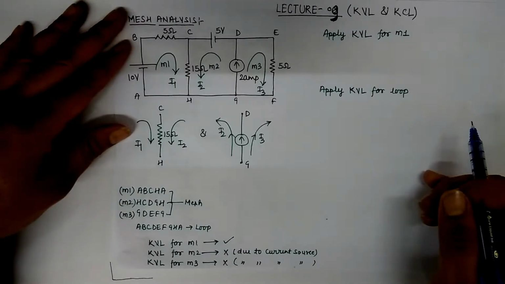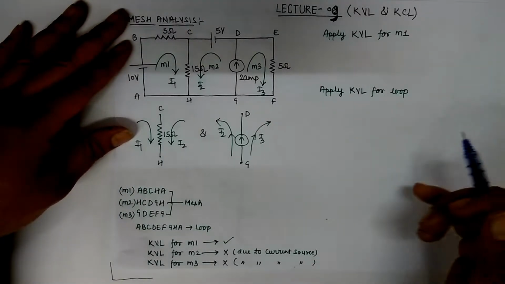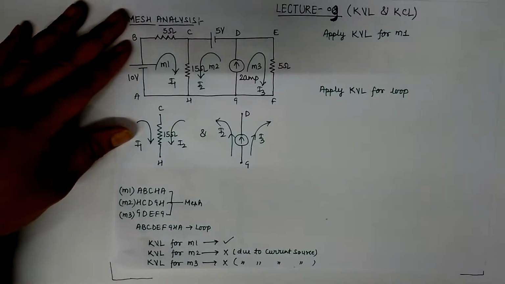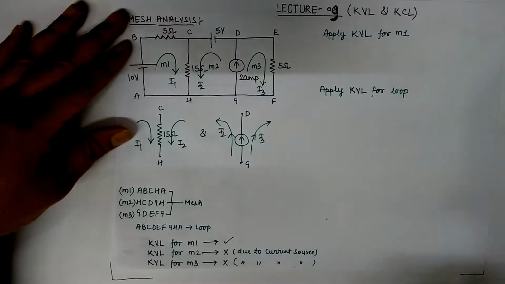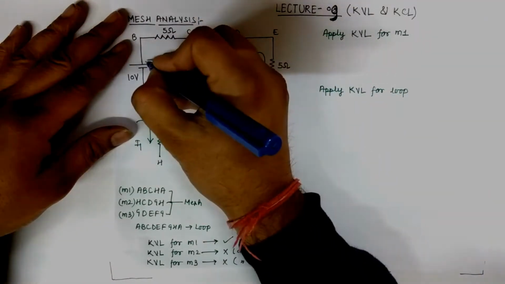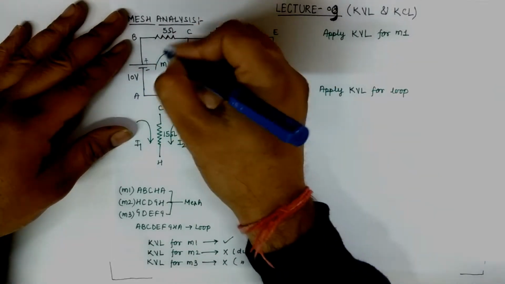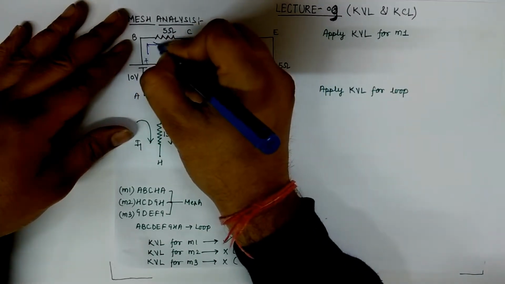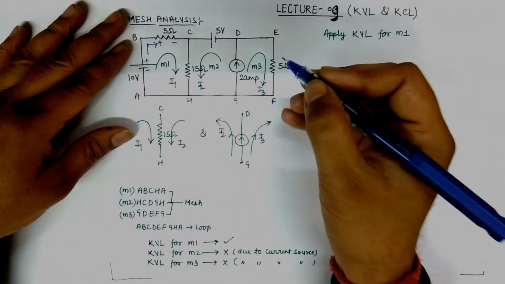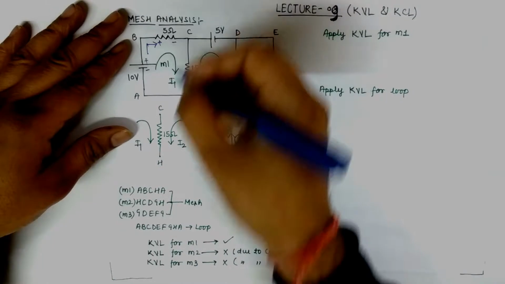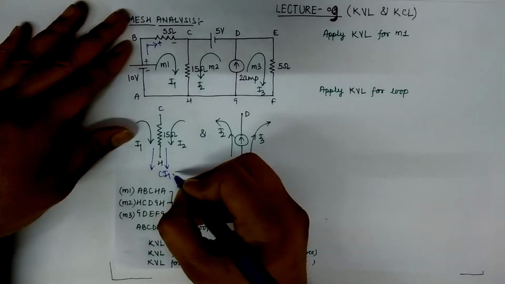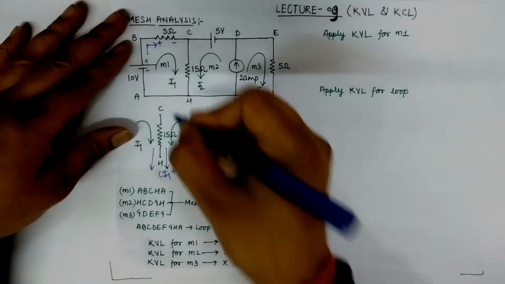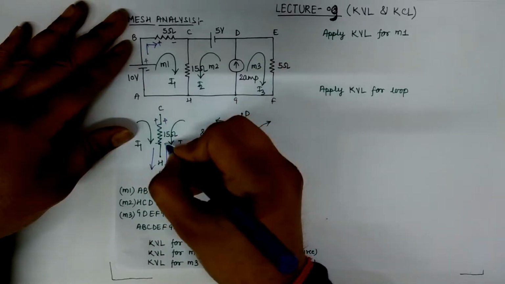Before starting to write the KVL equation, we consider terminals on each element. So this is positive, this is negative. Now current is flowing in this direction. It is positive, it is negative. Now here current is entering from the side. So in both ways current is flowing in the downward direction, so it would be I1 plus I2. And this is positive, this is negative, this is positive, this is negative.